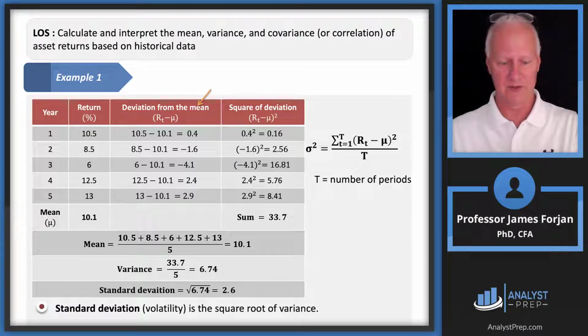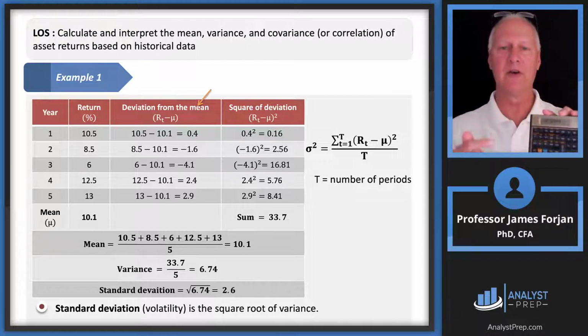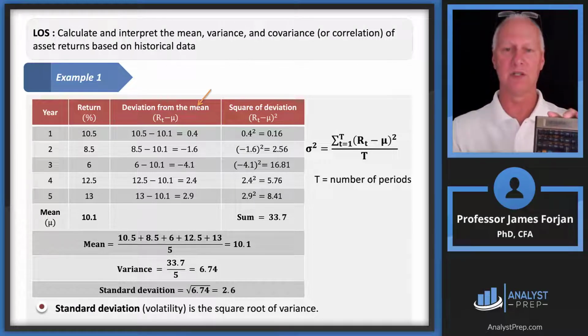Now, here's the cool trick here. I want you to hit the blue, your G button, and look under the 0, there's an X bar. So do gold X bar, and there's your 10.1. This is probably how you're going to answer this question on the exam if the institute says calculate the mean and then the standard deviation.